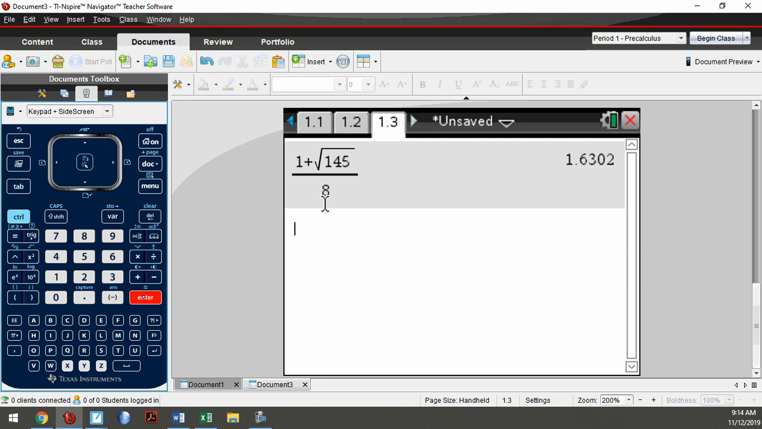And what decimal is that? Is that what we wanted it to be from previously? Yes. Control division, 1 minus the square root of 145 over 8. And that's negative 1.38. Was that correct? Yes. So I just found my two irrational roots.